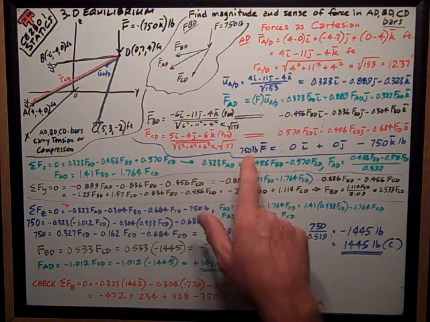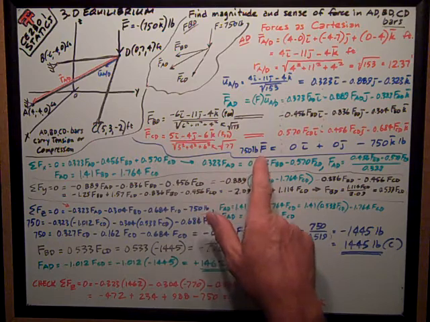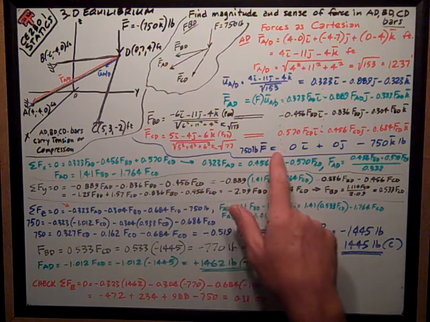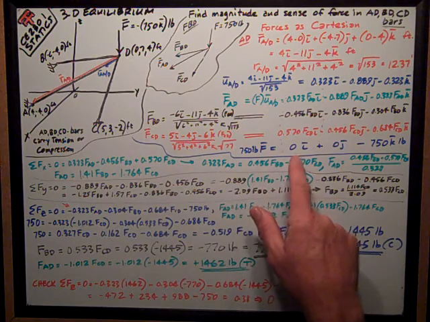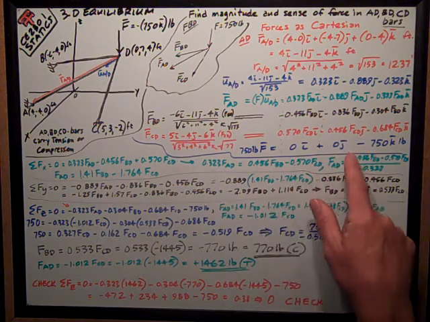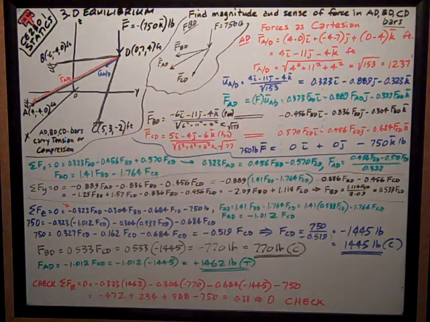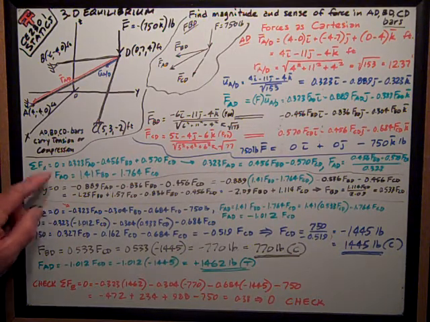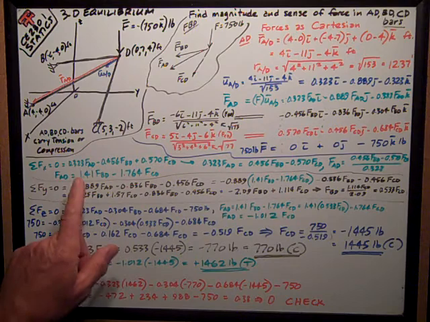Finally, I'll have my applied force, which is 750 pounds, which I could express in Cartesian as 0i plus 0j minus 750k, because it's directed down, so it's negative 750k. Now I've got everything I need to start solving equations. I've got three equations that I can apply to this: sum of forces in the x, sum of forces in the y, sum of forces in the z. They're all equal to 0 because we're at equilibrium, because this is statics.